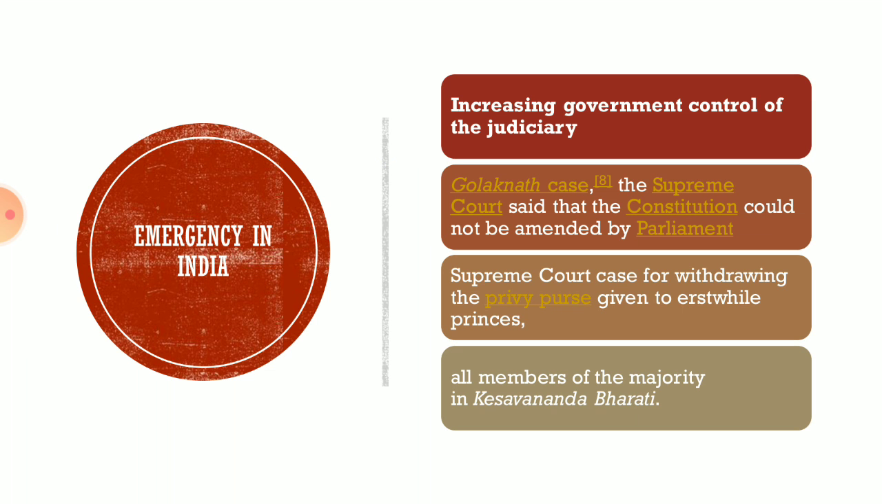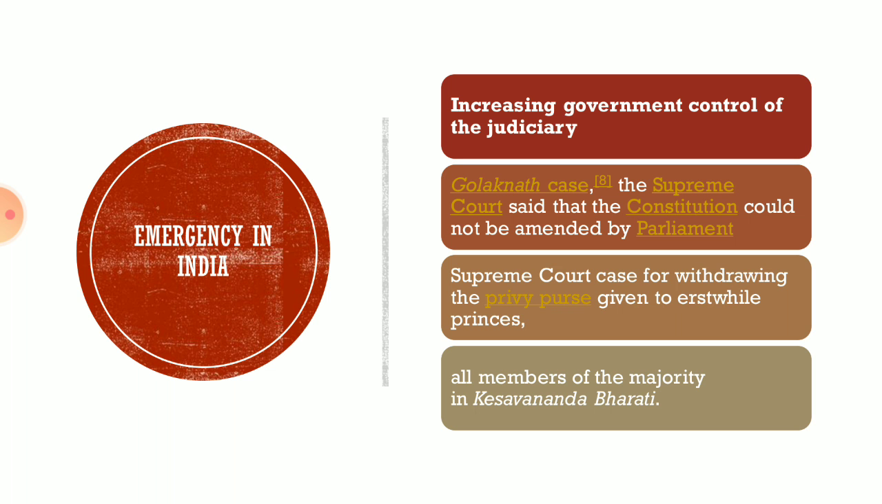So in 1967, in the Golaknath case, the Supreme Court said that the constitution could not be amended by the parliament if the changes affect basic issues such as fundamental rights. To nullify this judgment, parliament, dominated by the Indira Gandhi Congress, passed the 24th Amendment of 1971. So Indira Gandhi did not like the judgment, and they passed the 24th Amendment Act of 1971.